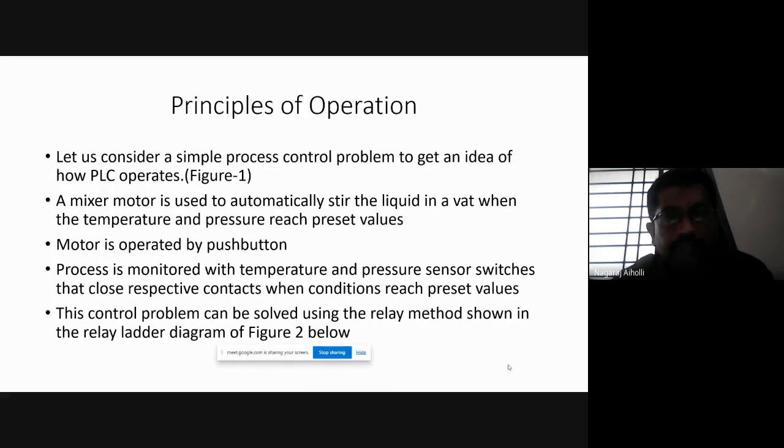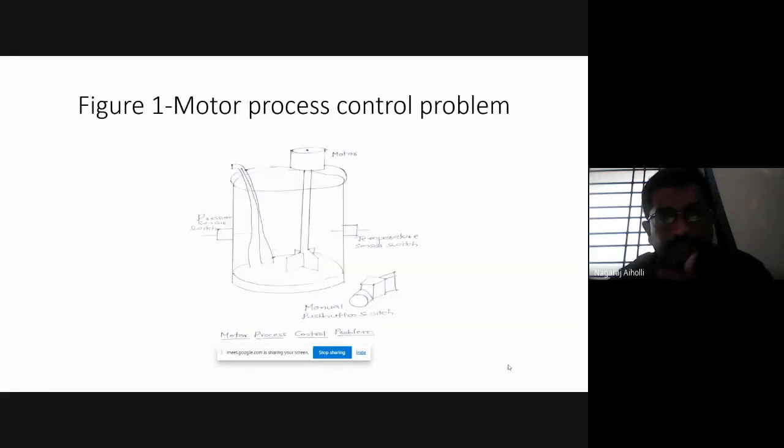So with this brief definition of the programmable logic controller, let us move on to some other important concepts that we will be studying in this subject. First one, let us take up the principles of operation. Let us consider a simple process control problem to get an idea of how the PLC operates. So look at this figure. This figure is a motor process control problem.